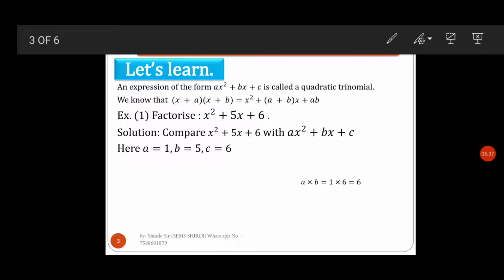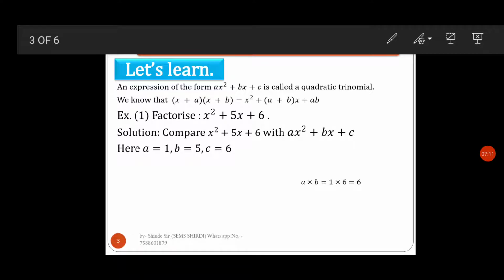Whose sum is... or we find out the factors of the multiplication of a and c, here c means 6. We find out the factors of 6 whose sum is b. Here, what is the value of b? b is equal to 5, so we find out the factors of 6 which sum to 5.